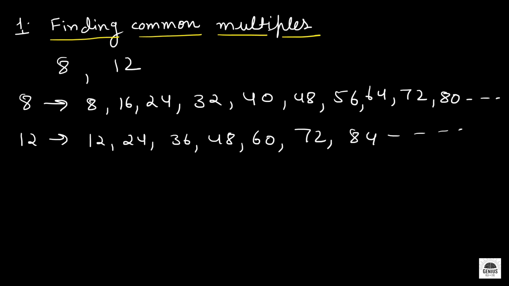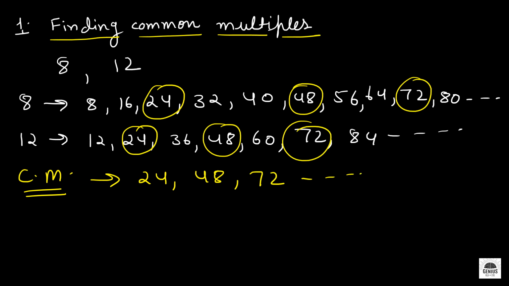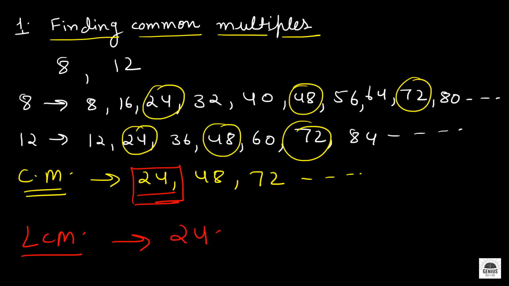Now the second step is we will circle the common multiples of both numbers. The common multiples of 8 and 12 are 24, and the next are 48, 72 and so on. So the lowest common multiple of both numbers is 24, because this is the lowest among all the common multiples. So the LCM of 8 and 12 is 24.